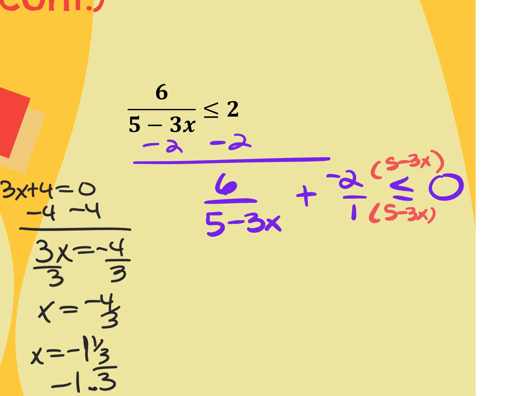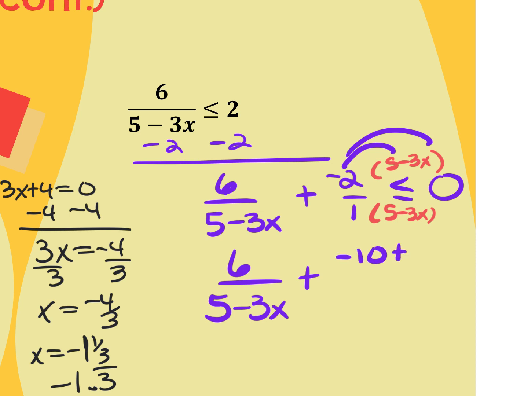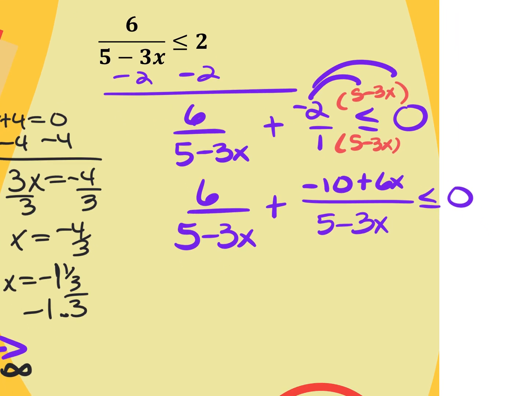So once I distribute, my first fraction stays the same. And then once I distribute, I get negative 10 plus 6x. Same denominator still. Less than or equal to 0. Combine your like terms in the numerator. So 6 plus negative 10 will give me negative 4. So 6x minus 4 over 5 minus 3x.